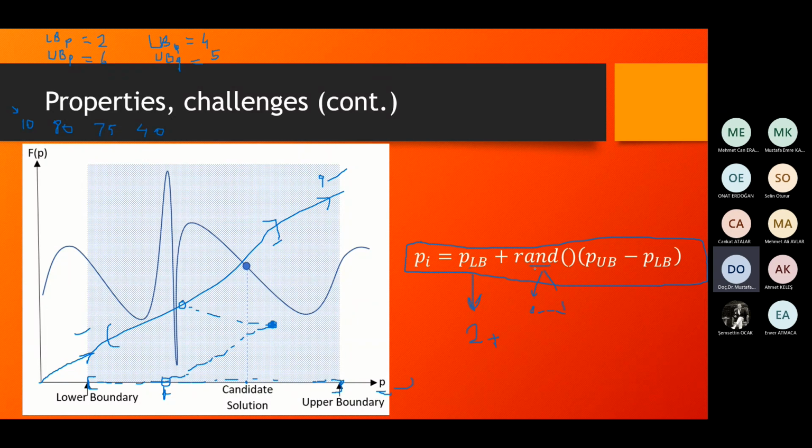We need a random value, and the first random value is 0.1. 10 divided by 100 gives you 0.1, times the upper boundary minus the lower boundary, which is 6 minus 2, which is 4. 4 times 0.1 is 0.4.